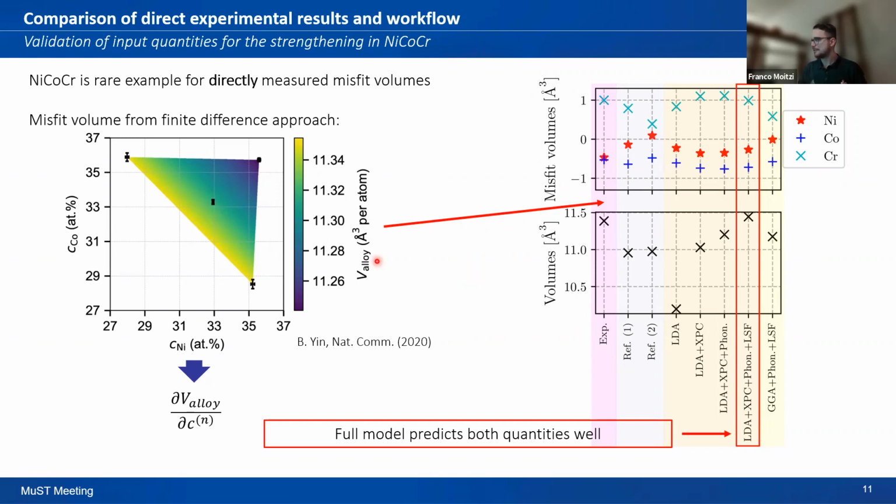Compared to this, our full model can really reproduce not only the equilibrium volume, but also the misfit volumes quite accurately. You see some discrepancy here, but effectively, if one puts an error bar, which is introduced by the error in the measurements, mostly in the concentrations, then it fits pretty well, actually.